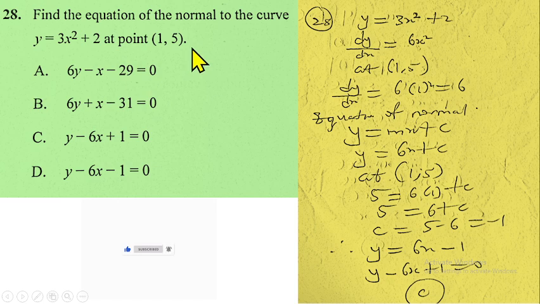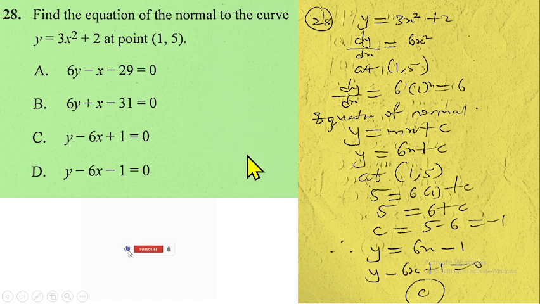What's a normal? A normal is a straight line that is perpendicular to a curve at the point of tangency. So when you have a curve, and it is a quadratic equation that can give us a curve, and you draw a tangent to that curve at a particular point, this point given to us, then you draw a straight line that is perpendicular to that curve and touches the curve at the point of tangency, and that is a normal.